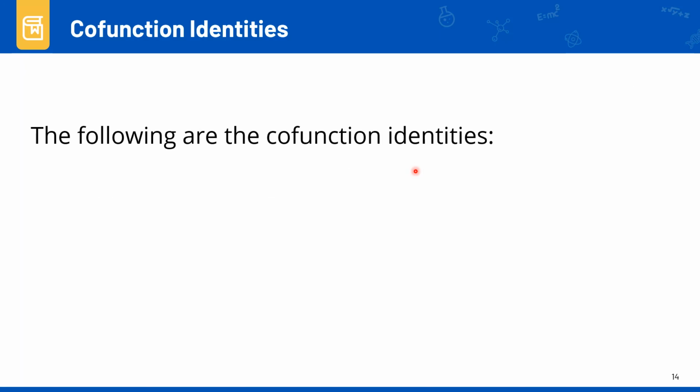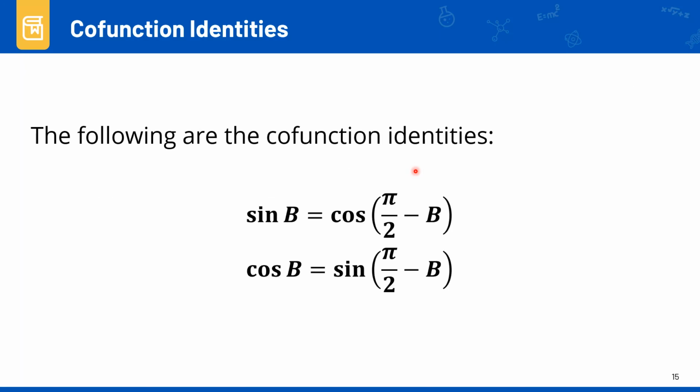Okay, so these would be the co-function identities. You have here that sine b is equal to cosine of pi over 2 minus b, and cosine b is equal to sine of pi over 2 minus b. So we have another identity.